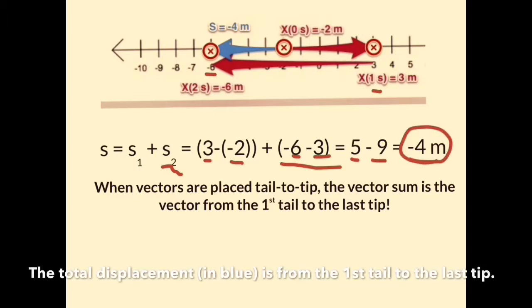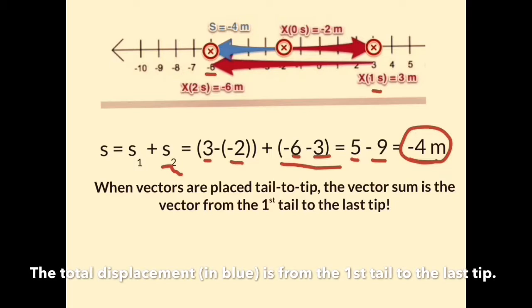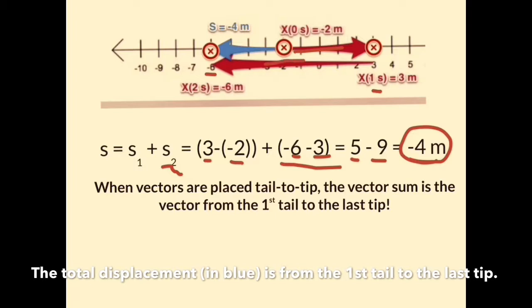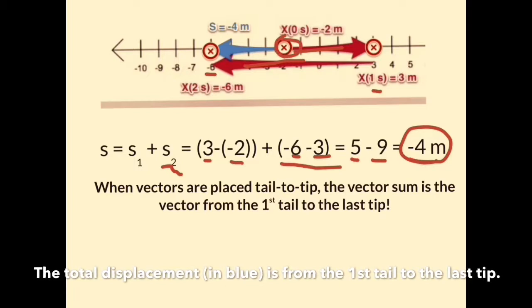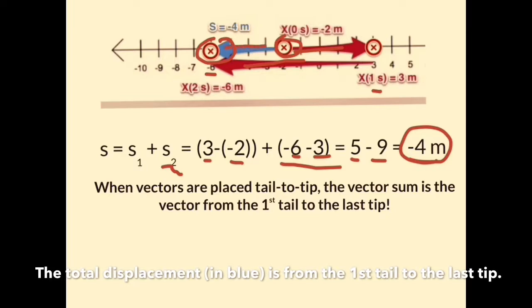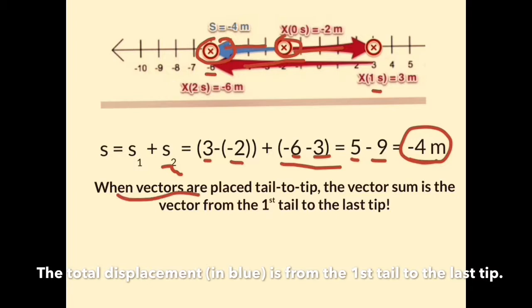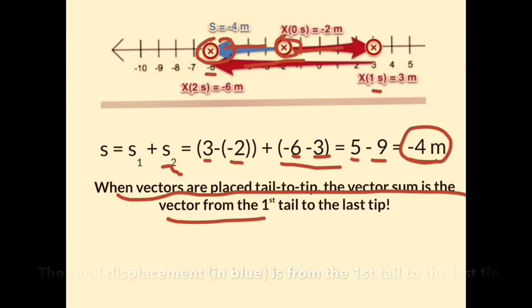Notice that graphically the vectors are drawn tail to tip. This is the first displacement, this is the second displacement. Notice that the total displacement is the vector from the first tail to the last tip, or minus 4 meters. So the point is, when vectors are placed tail to tip, the vector sum is the vector from the first tail to the last tip.